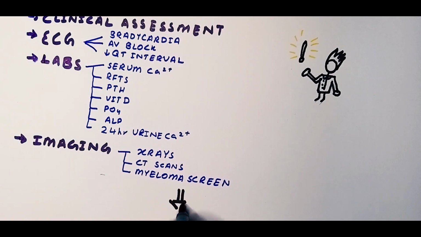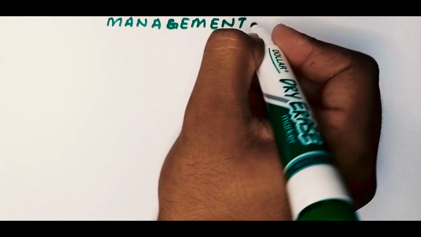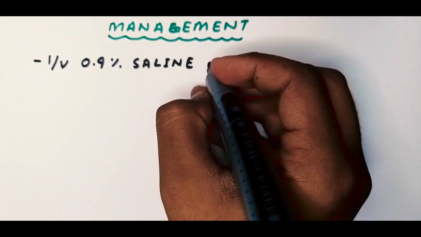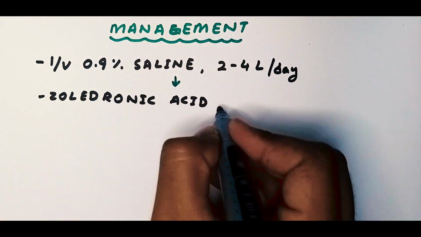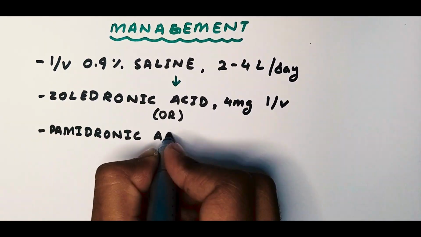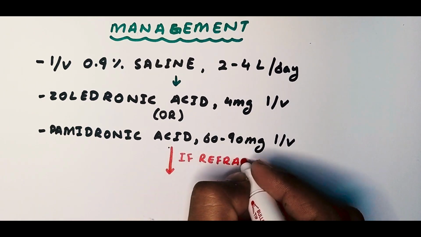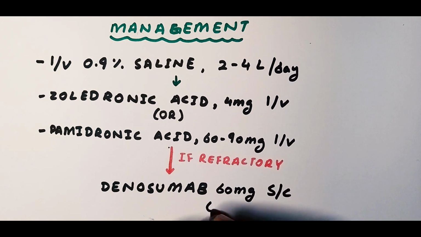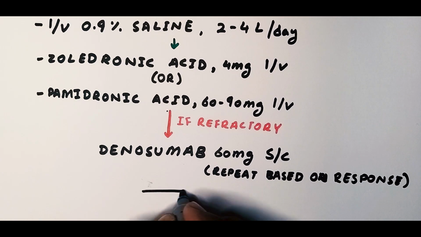the hypercalcemia. Management of hypercalcemia necessitates a multi-dimensional approach. We start off with aggressive rehydration with intravenous normal saline given at 2 to 4 liters per day. Bisphosphonates such as zoledronic acid or pamidronic acid inhibit bone resorption and lower calcium levels. And if the patient is still refractory, we give monoclonal antibodies like denosumab, which inhibits RANK ligand and causes a decrease in osteoclastic resorption of bone.